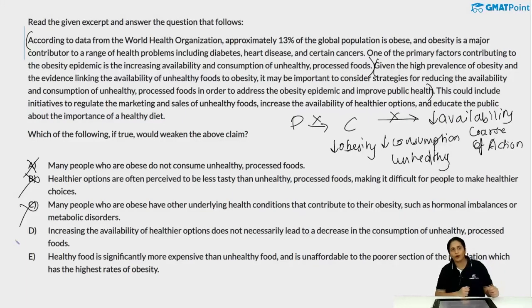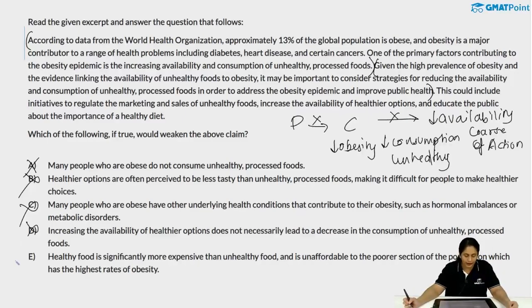So D alone, just increasing the availability, does not actually weaken the claim, because D alone is not being suggested over here. Our course of action has three different parts: increasing the availability of healthier food, decreasing the availability of unhealthy food, changing how it is marketed and sold, and also educating the public. So it is not just increasing the availability alone that is being suggested. So just saying this does not actually invalidate our claim. So option D can also be eliminated.